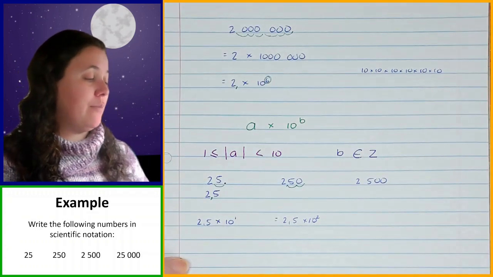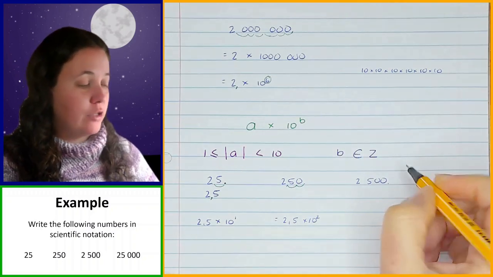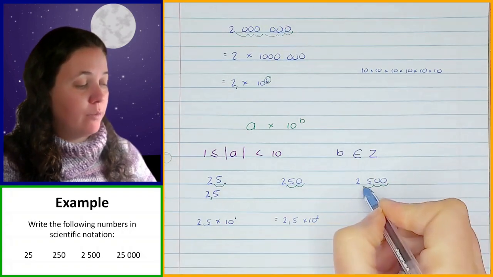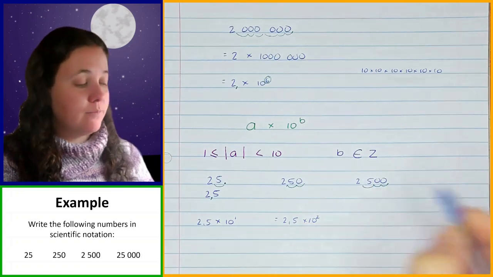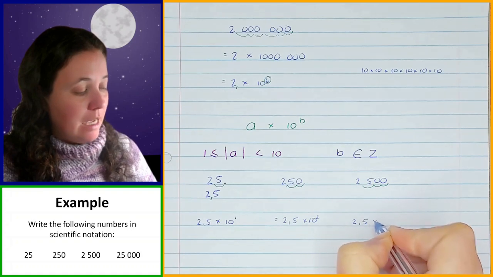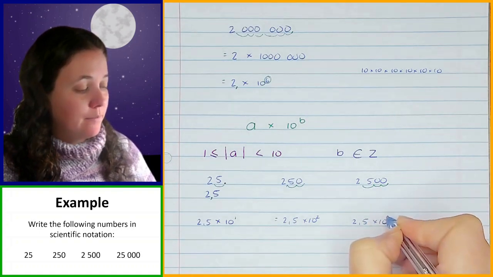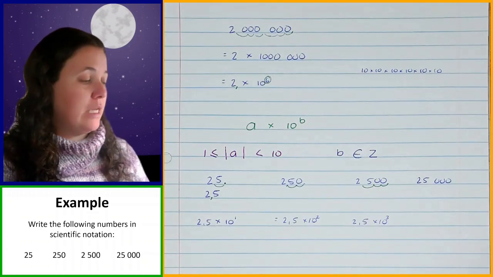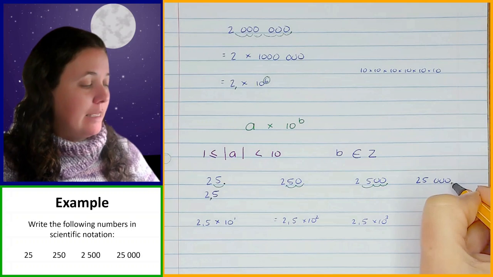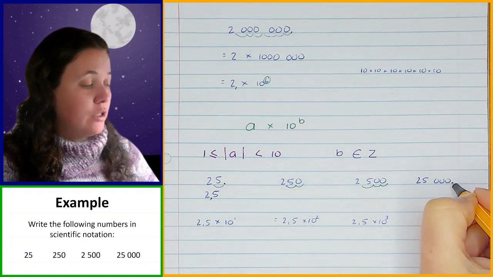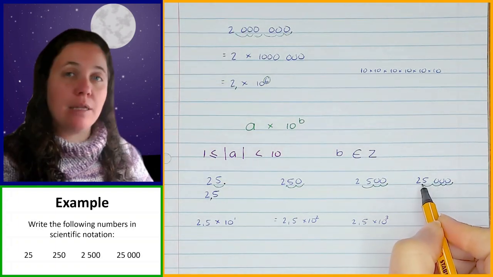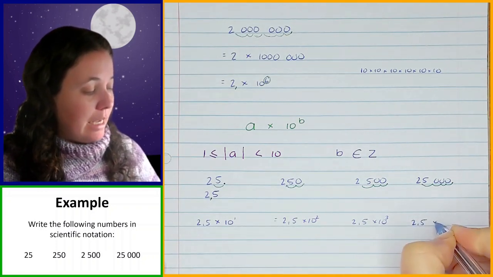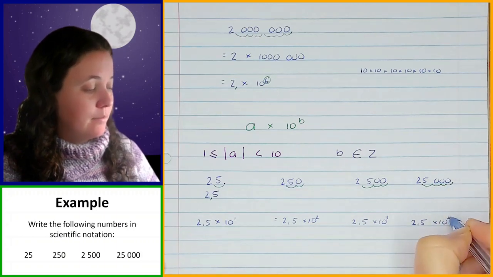Then let's have a look at 2,500. The same thing is going to happen. I start off with my comma after my unit, and I move 1, 2, 3 places. So it's still going to be 2.5, because the comma is after the 2, and I don't need to write those extra zeros. So it's going to be 2.5 times 10 to the power of 3. And then the last one is 25,000. In 25,000, my comma is after the last digit, which is a zero, and I move it 1, 2, 3, 4 places. It has to go behind the first non-zero digit. So that's going to be 2.5 times 10 to the power of 4.